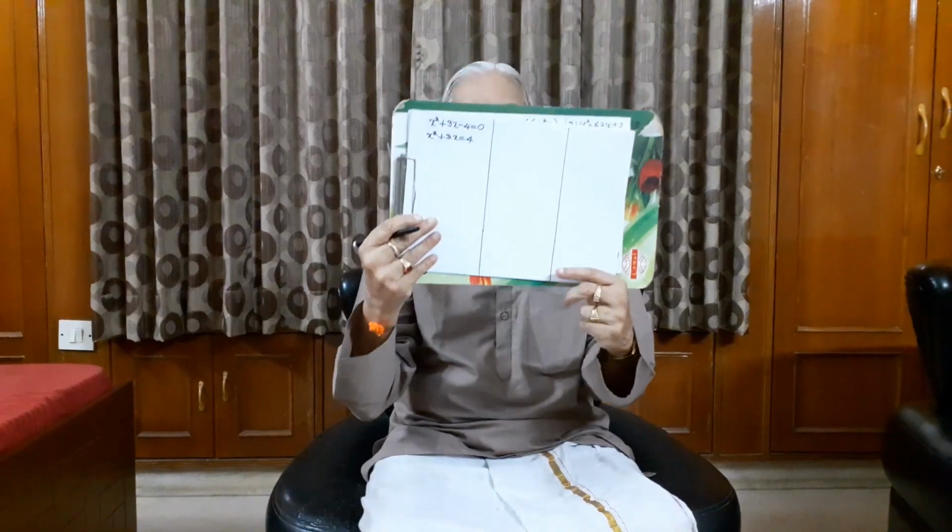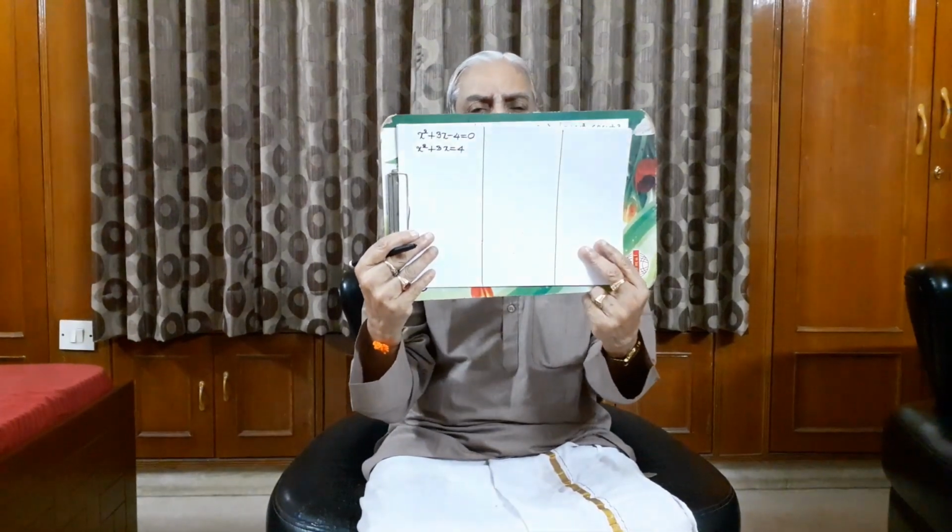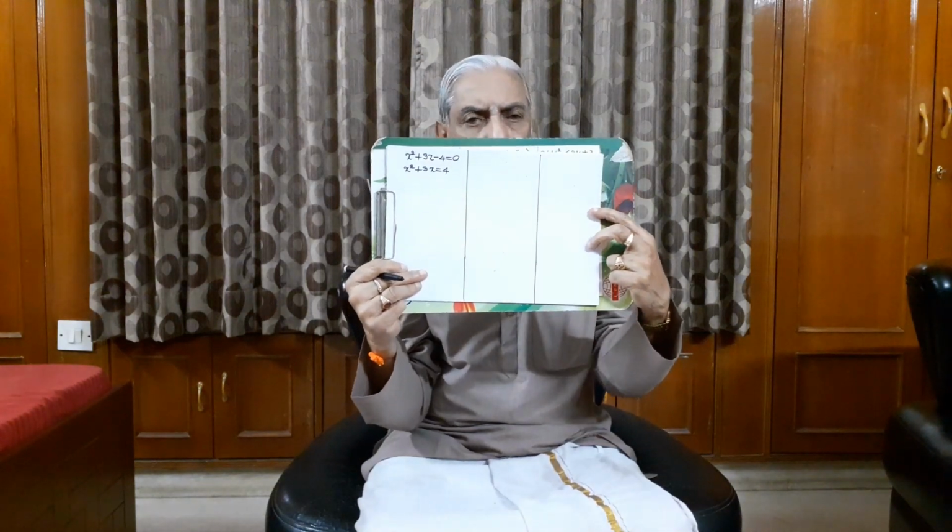What is the first step now? I have to transfer the constant term to the right hand side. What will it become? x squared plus 3x is equal to plus 4. Why? Minus 4, when it is transferred to the right hand side, becomes plus 4. Please write along with me. It is not a very difficult thing. x squared plus 3x is equal to 4.